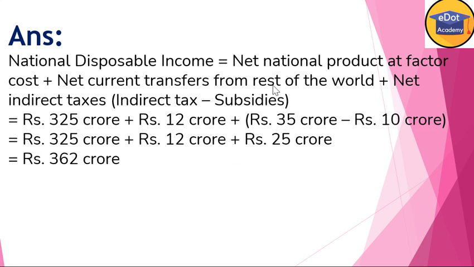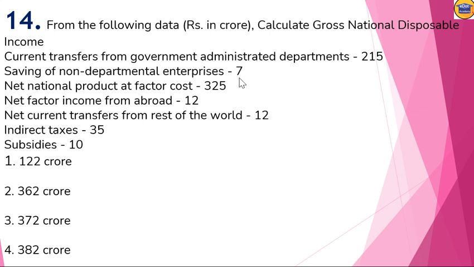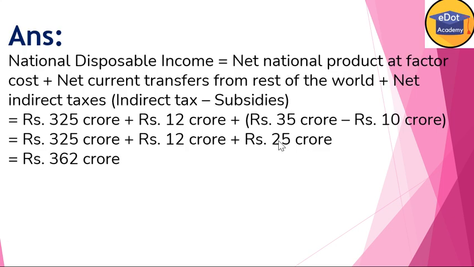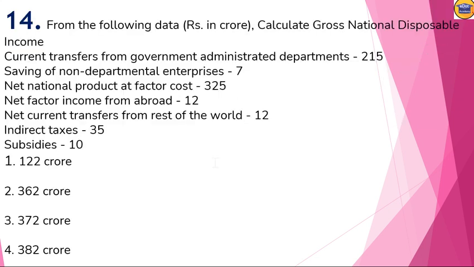Now put the net national product at factor cost 325 crore, net current transfer from rest of the world 12 crore, and net indirect taxes 35 minus 10, we have put 25 crore. So 325 plus 12 crore and net indirect taxes 25. We add up, we are getting 362 crore. So what is the correct option here? Option 2 is correct here.